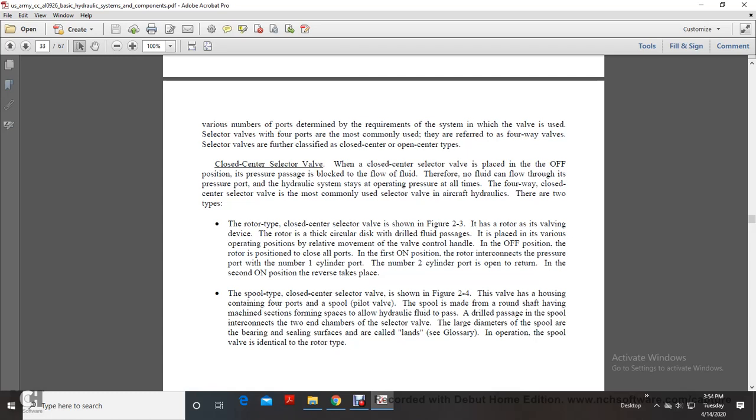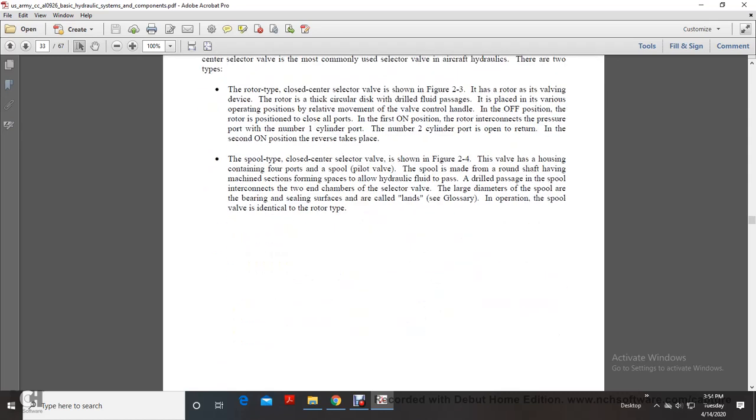The spool type closed center selector valve shown in figure 2.4 has a valve housing containing four ports and a spool pilot valve. The spool is made from a round shaft having a machined section forming a space to allow the hydraulic fluid to pass. A drilled passage in the spool interconnects the two ends of the chamber. The selector valve has larger diameters of spool, bearing and sealing strips that are called lands. See glossary. It operates identically to the rotor type.